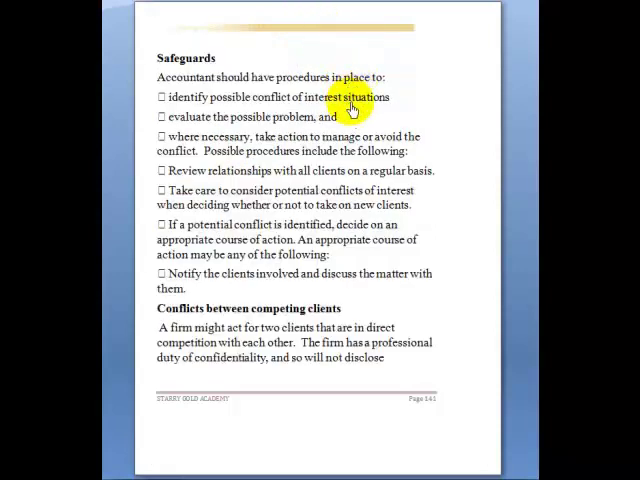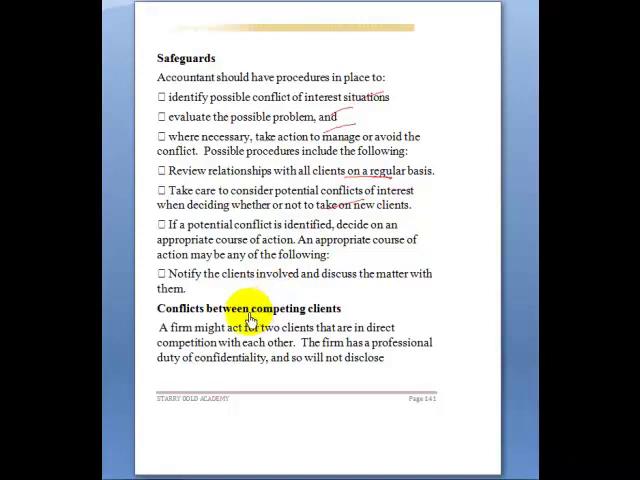Safeguards: identify possible conflict of interest situations, evaluate the problem, and where necessary take actions to manage or avoid the conflict. For example, you can review relationships with all clients on a regular basis to ensure that conflicts of interest have not emerged. Take care to consider potential conflicts of interest when deciding whether or not to take on new clients. If a potential conflict is identified, decide on an appropriate course of action, then notify the clients involved and discuss the matter with them.